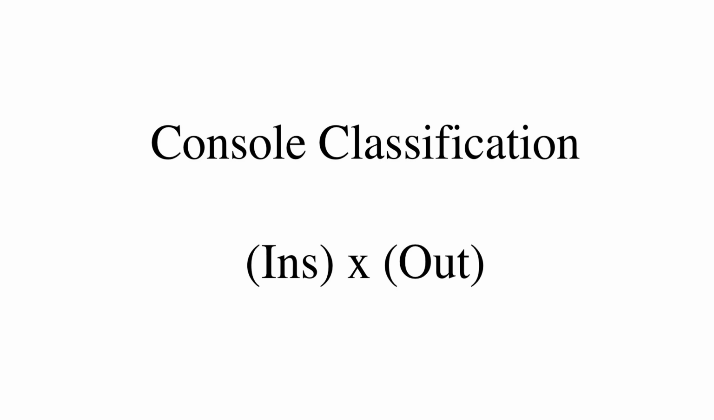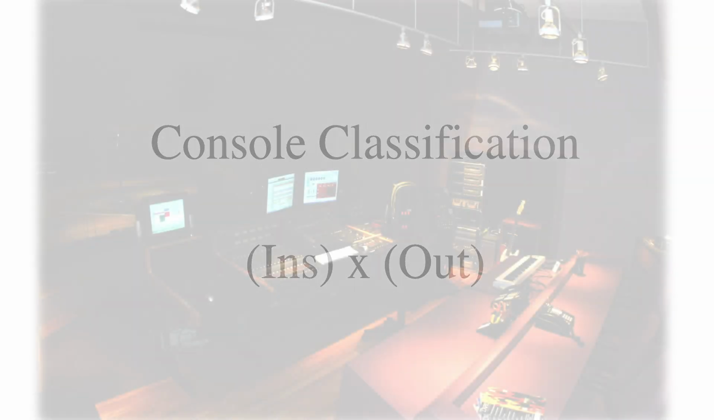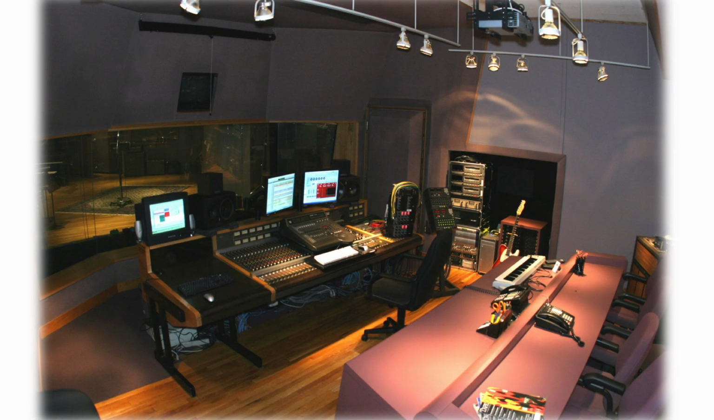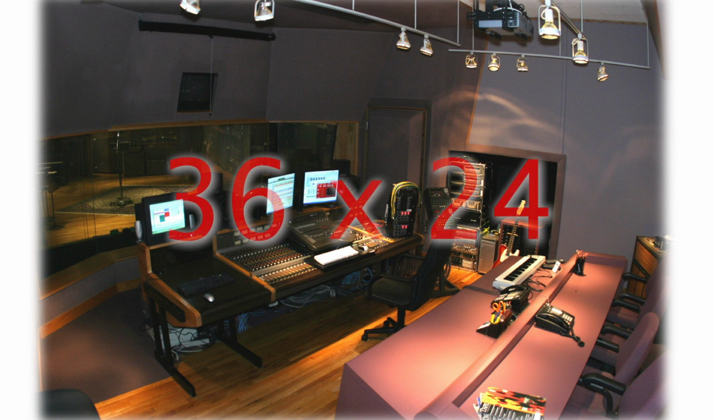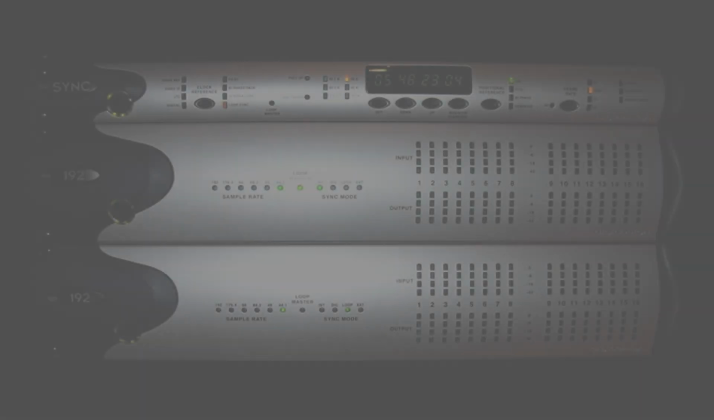Physical consoles can also be classified by the number of ins and number of outs they have. For example, the console that we had, the 636, was actually 36 inputs and 24 outputs. So it would be a 36 by 24. And here's a short video about that.